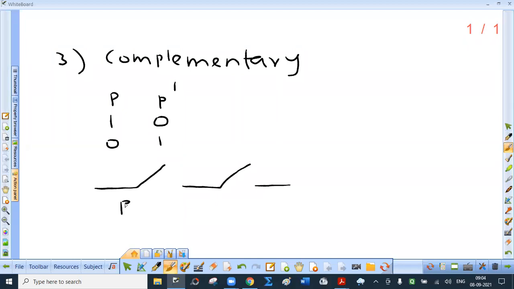This is P and this is P dash. See, if P is open, current will not flow. Suppose P is closed, then P dash will be what? It will be open. So current will never flow, and therefore this corresponds to a fallacy, that is a contradiction, because this is P and not P. Is that clear? So I can say that P dot P dash is nothing but 0.